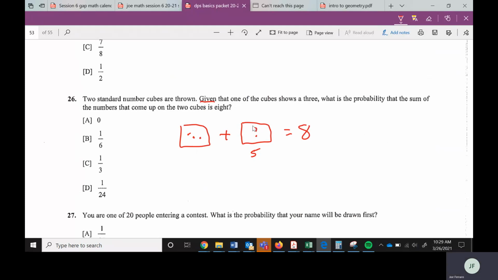What do we need on the second one to get the sum to 8? We need a 5. Now we need to know the probability of getting a 5. It's a standard number cube which has 6 numbers on it, one of those is a 5. So the probability of rolling a 5 on that second number cube is just 1/6. It looks like it could be harder, but it actually ends up being a simple, basic probability problem, because the first one says given that one of the cubes is a 3. We didn't need to find the probability of that.